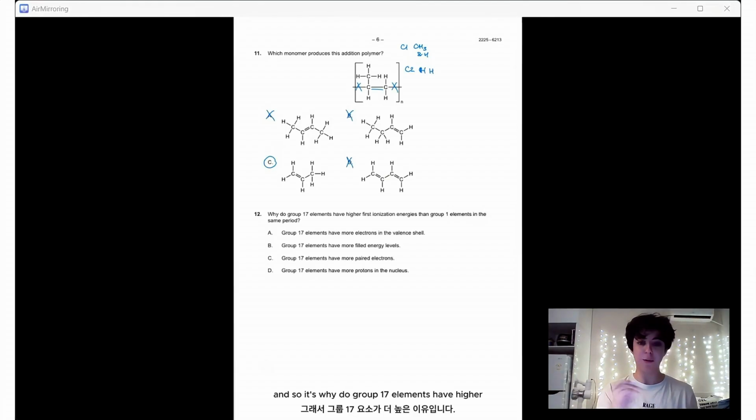It's why do group 17 elements have higher first ionization energies than group 1 elements in the same period? At a glance, this looks like the type of question that asks you about the ionization energy exceptions. However, this is not the case. It's literally just 1 versus 17. So this is the general first ionization trend, not the HL content. It is group 17 versus group 1.